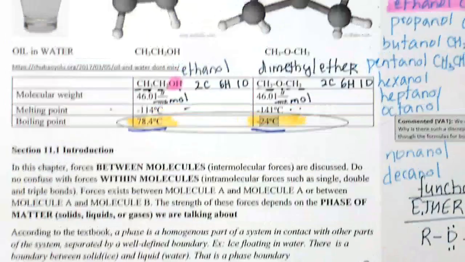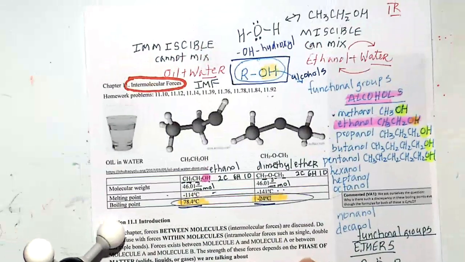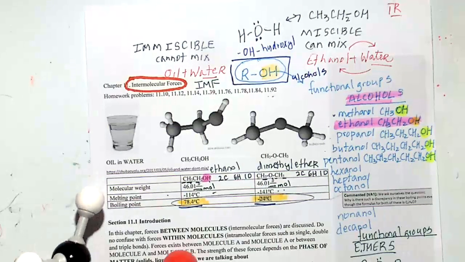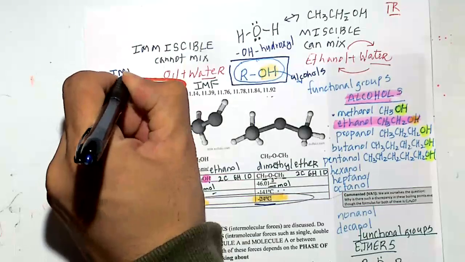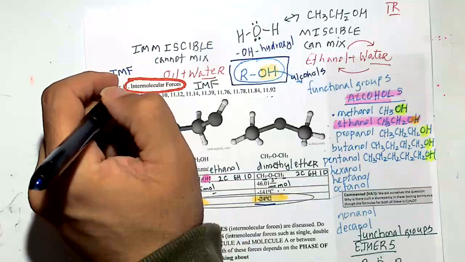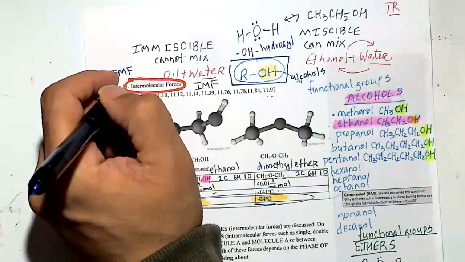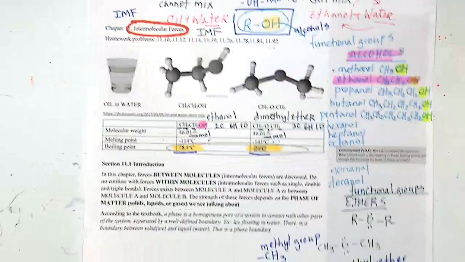It's the same reason why ethanol and water come together, whereas oil and water do not come together. All of this comes down to IMF, intermolecular forces. There are about 4 or 5 intermolecular forces that I want to teach you in today's class. So let's go ahead and do that. I'm going to move to the next page.